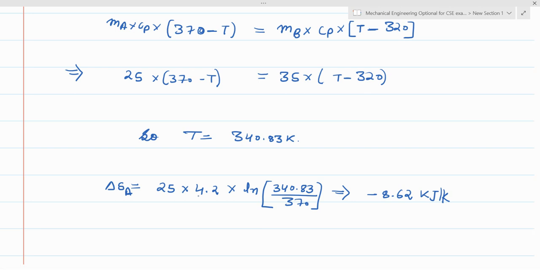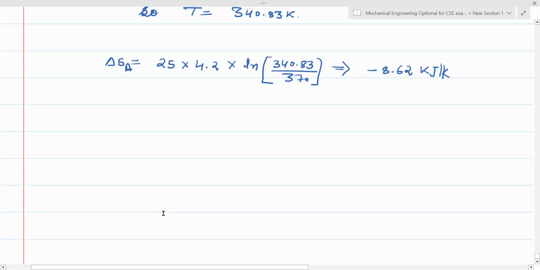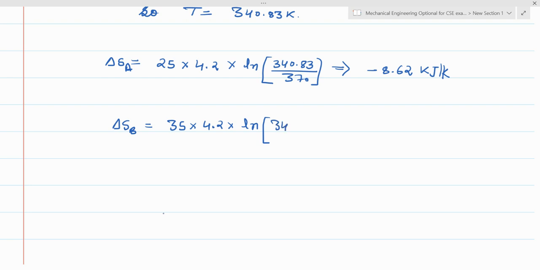Similarly, we can calculate the entropy change for 35 kilogram. So delta S of water B is equals to 35 multiplied by 4.2 multiplied by ln 340.83 divided by 320. We can get the value as 9.27 kilojoule per Kelvin. So we have calculated the value of delta SA and delta SB.